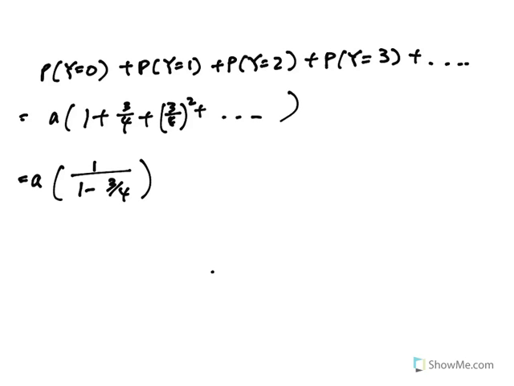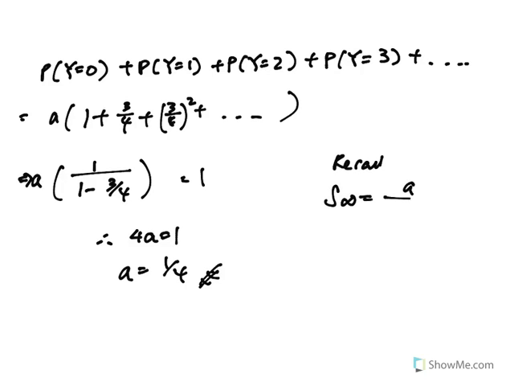Okay, so this whole thing should equal what? This is all the probabilities in the world that you're adding, right? So it should equal 1. So 4a equals 1, and a equals 1 quarter. So you recall that sum to infinity equals a over 1 minus r.